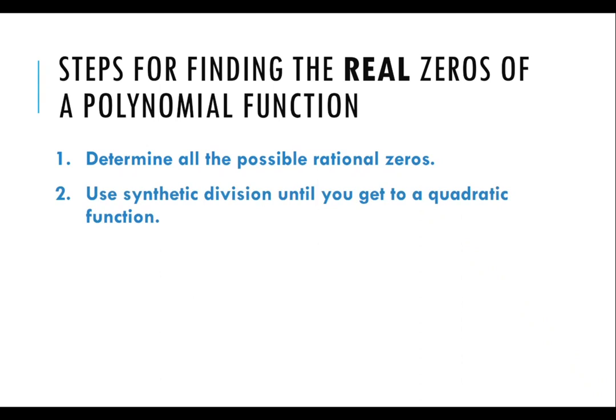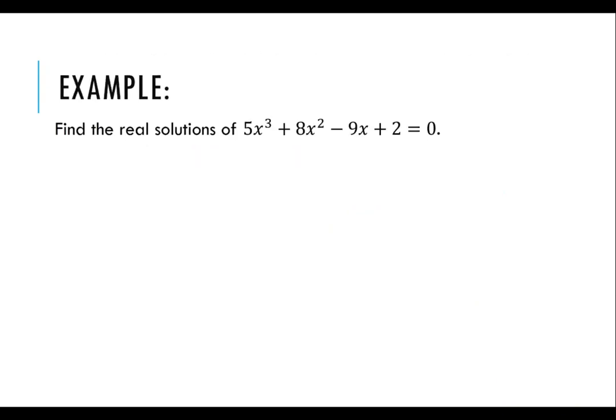Then use synthetic division until you get to a quadratic function. Essentially, keep using those rational zeros in synthetic division, and anytime you get a remainder of 0, you know that that thing is a zero, then you get a factor. Then you can solve the quadratic or factor the quadratic, and we're done. So let's say we want to find all the real solutions of 5x cubed plus 8x squared minus 9x plus 2.